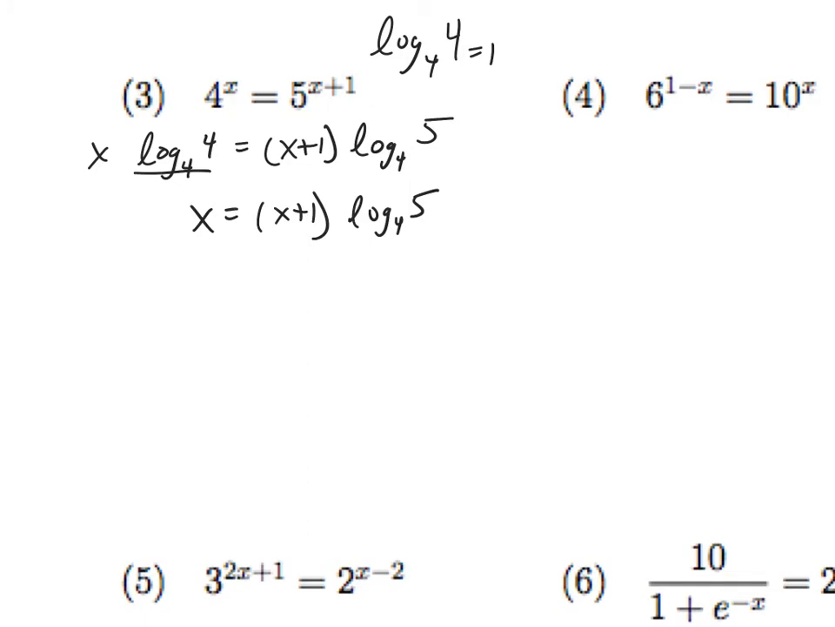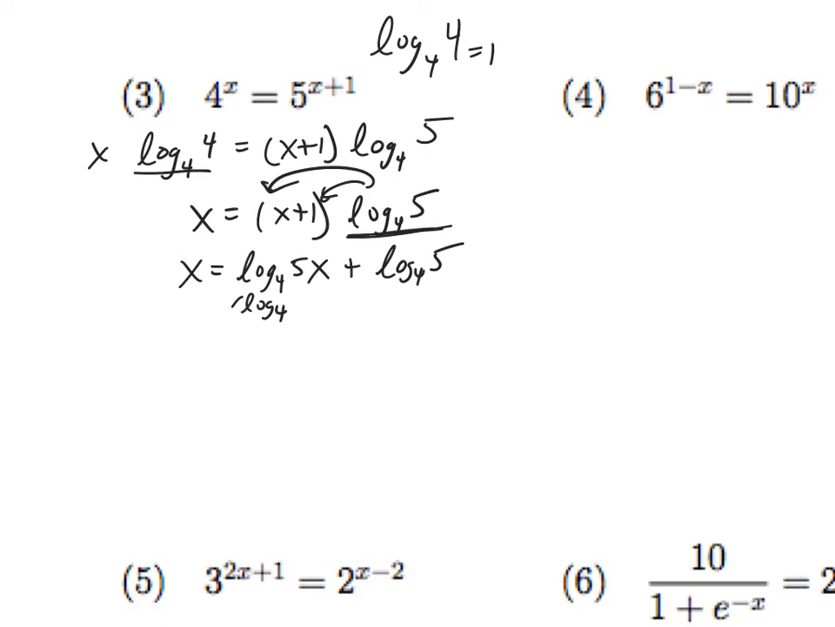Remember that this is just a number right here. So if I wanted to, I could distribute that number. Log base 4 of 5 times x plus log base 4 of 5. I distributed this number over here. I'm going to move this to the left side too because I like to have my x's on the same side. So now I have x minus log base 4 of 5 times x equals log base 4 of 5. I'm going to factor my x out of this.